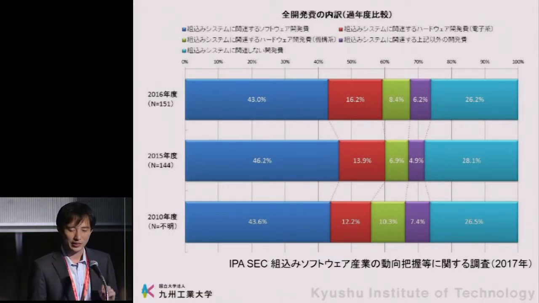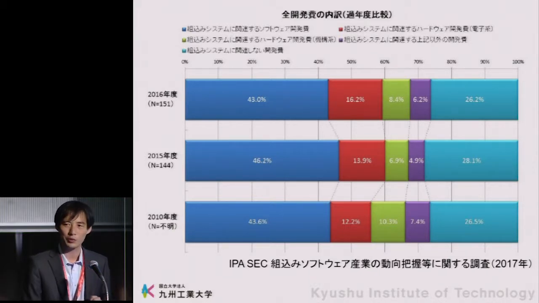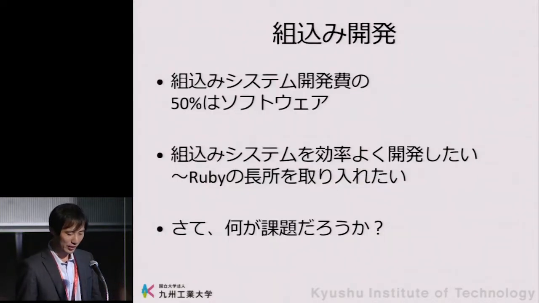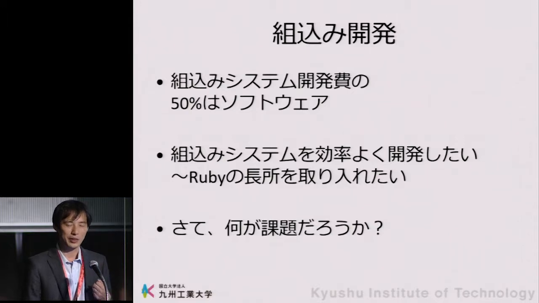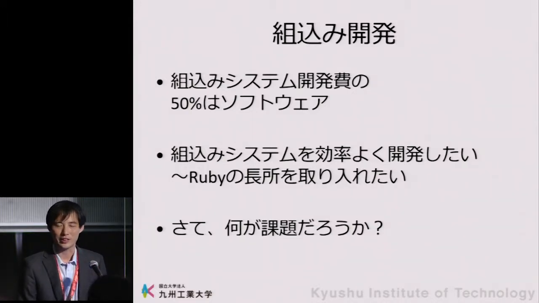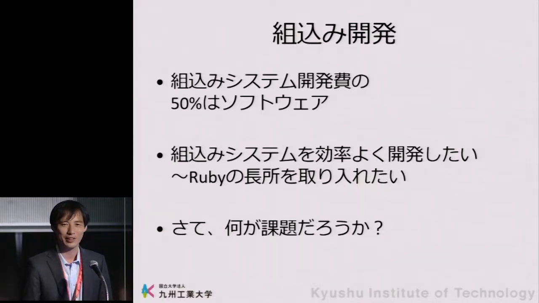Looking at this situation, how we can develop easily and efficiently will be directly related to the cost of the product. Because of such a situation, I wanted to use Ruby in embedded systems because it's easy to develop as software. So why not use it for embedded systems? This was the simple idea I had.